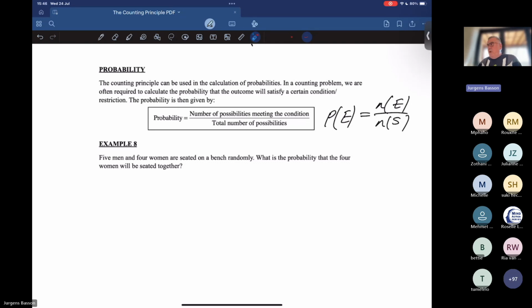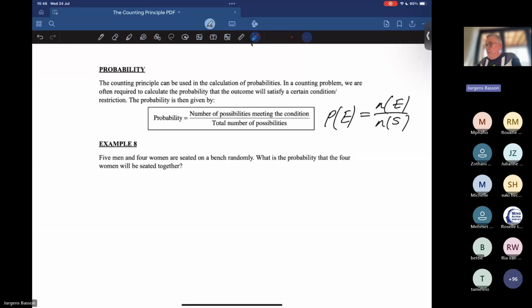So you can see when they test this, they also at the same time will test if the learners do understand this whole thing about restrictions and also repetition or not. So let's look at example 8. I say 5 men and 4 women are seated on a bench randomly. What is the probability that the 4 women will be seated together?